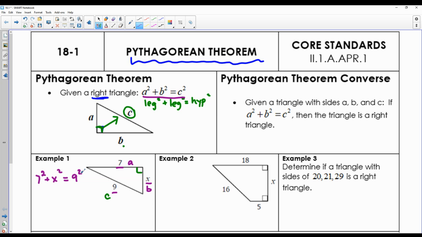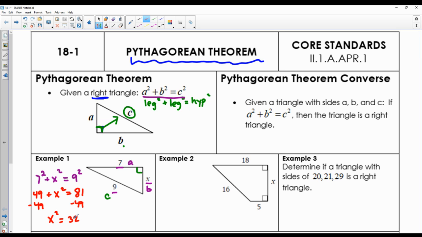Now your calculator can actually just subtract 7 squared and do it. But just because I don't want you to get mixed up and subtract 7 from 9, let's actually square these first. So 7 squared is 49 plus x squared is equal to 9 squared, which is 81 right there. Now we're just going to solve for x squared. So go ahead and subtract 49 from both sides of the equation. It's still equal. And x squared now is equal to 81 minus 49, which is 32.